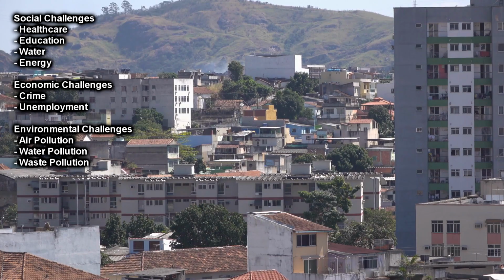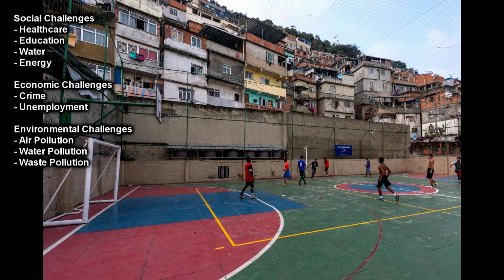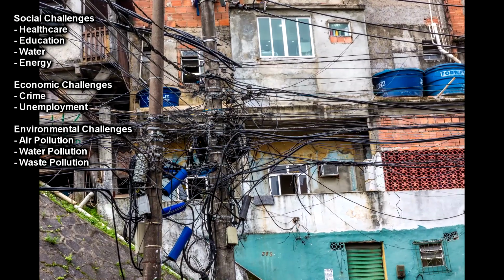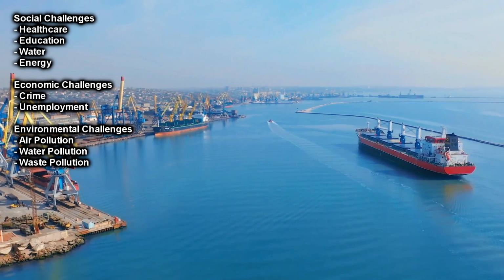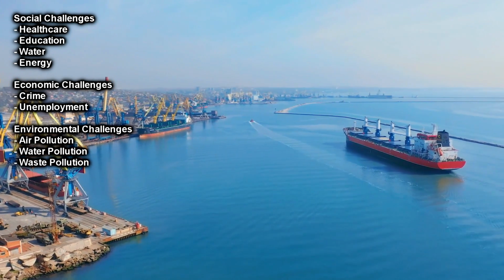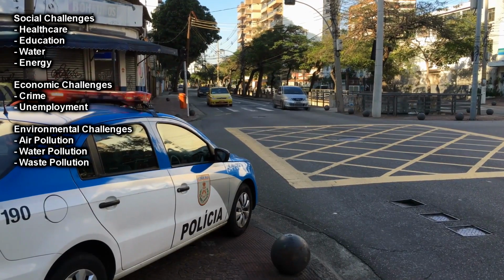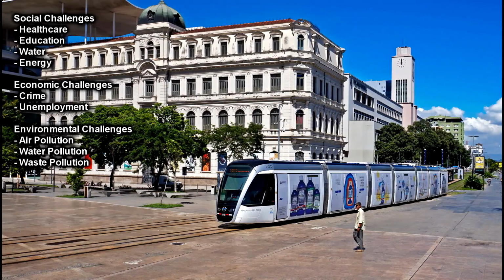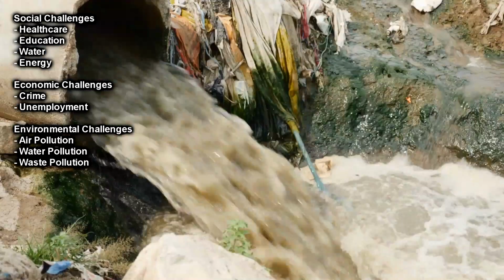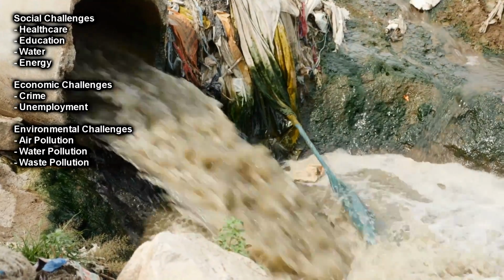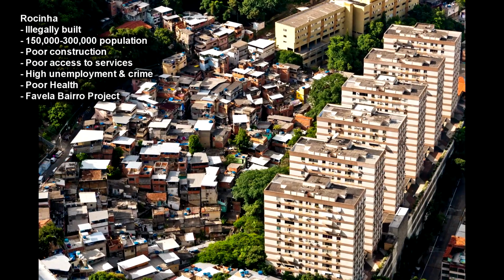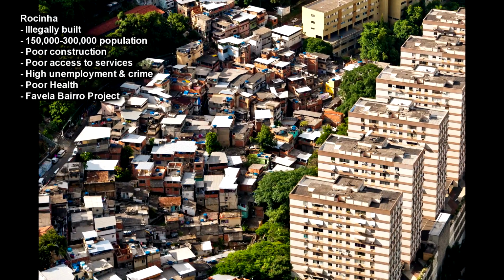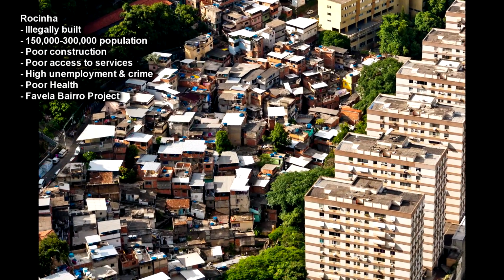You should be aware of the main social challenges, such as healthcare, education, water supply, and energy supply. Also understand the economic challenges we may face in this area, such as employment or unemployment and crime. And finally, the environmental challenges in the area, such as air pollution, traffic congestion, water pollution and waste pollution. As well as looking at possible solutions to all of the above challenges, you should have also reviewed strategies for dealing with the slums, shanty towns or favelas.